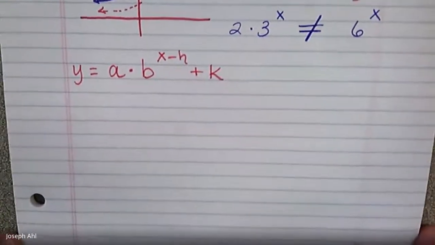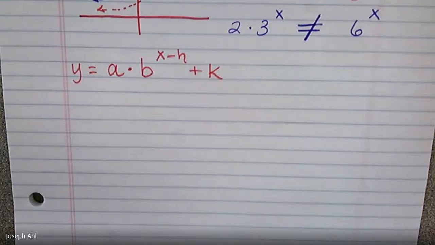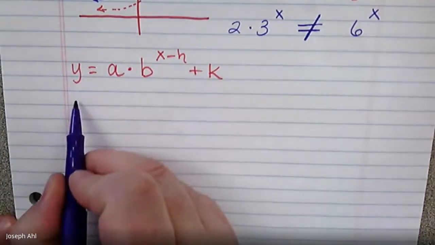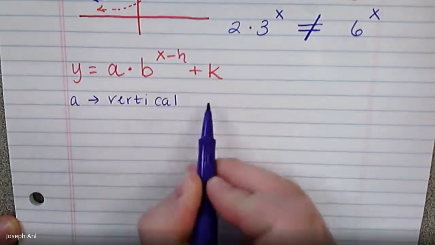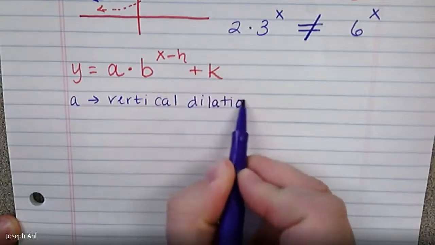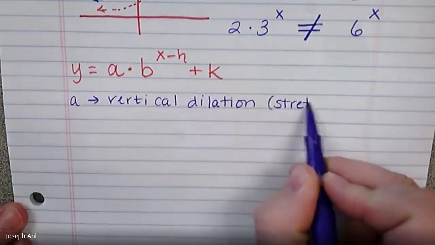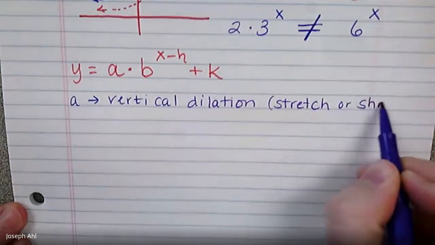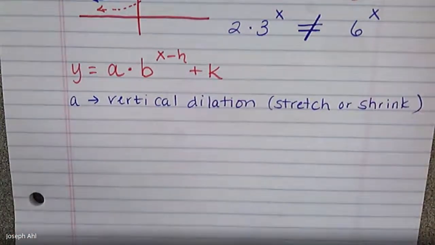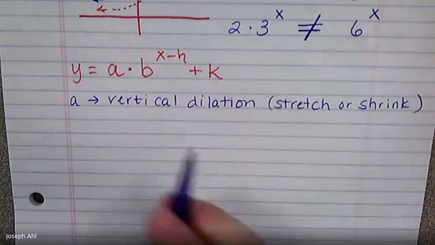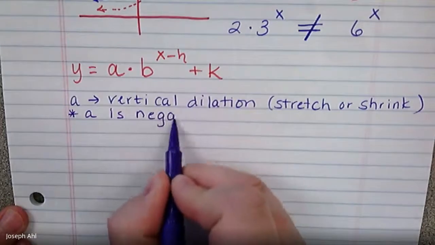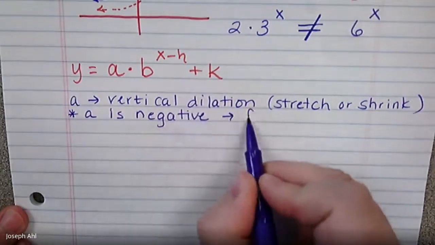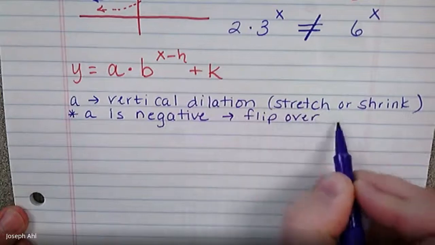And if we can do all of that to one function at once, we can transform it in many different ways. So let's talk about the value of a first. Okay, so a is going to be some sort of vertical dilation. It could be a stretch, or it could shrink the graph. If a was 1/2 or something like that, it might actually take the graph and compress it, right? Maybe make a note here that if a is negative, it's actually going to flip over the x-axis.